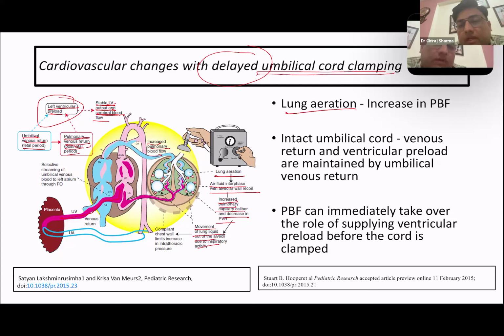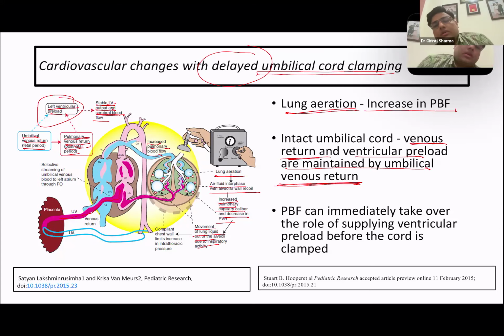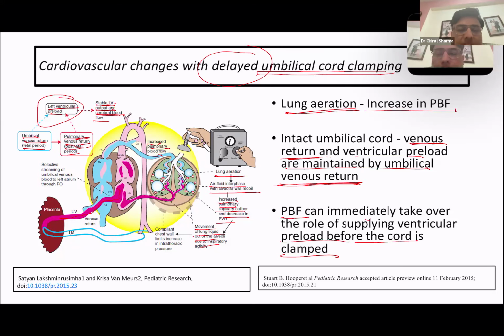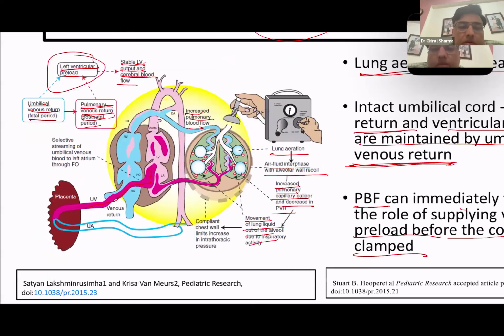After lung aeration happens and blood flow increases, the venous return and ventricular preload are maintained by the umbilical venous return. Before the pulmonary blood flow is increased, the preload is maintained through the umbilical venous return. As soon as pulmonary blood flow increases, the preload will be maintained by the pulmonary blood flow. So this is what happens if we are doing delayed cord clamping.